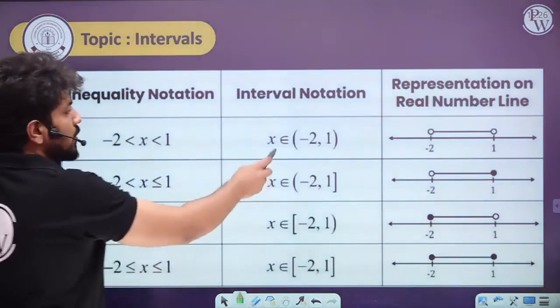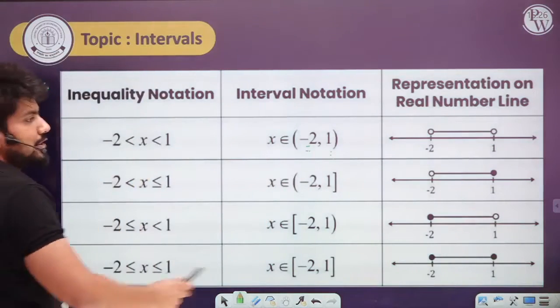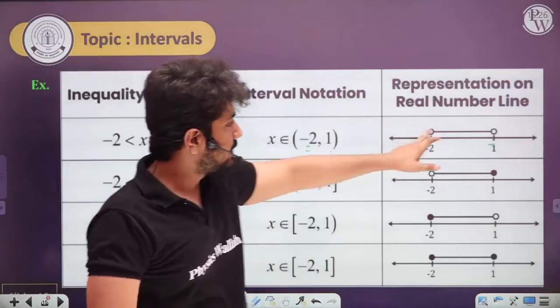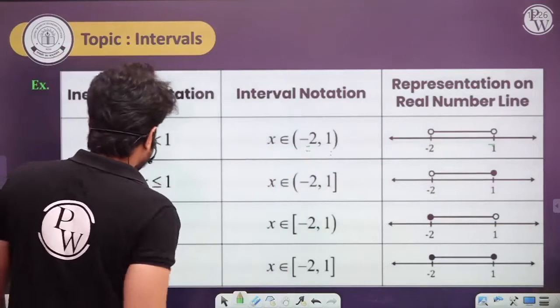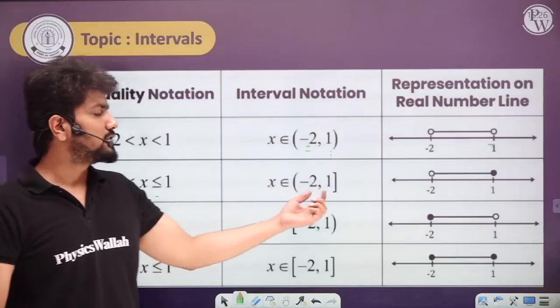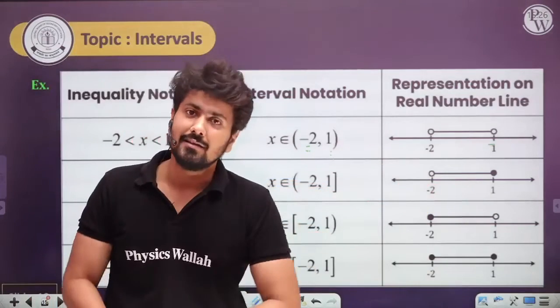See, X belongs to minus 2 to 1. It means that X is greater than minus 2, less than 1. You can see it on the number line like this. There is a hollow circle on minus 2 and 1, right? Because there's an open bracket. X greater than minus 2, less than or equal to 1. So X belongs to minus 2 to close bracket 1. This is how we represent it on the real number line.